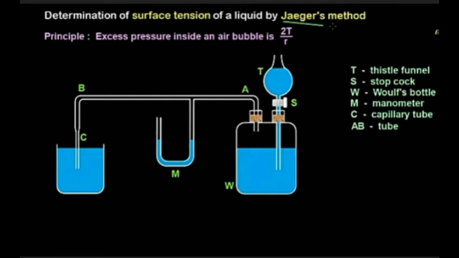Jaeger's method works on the principle that the pressure inside an air bubble in a liquid is greater than the pressure outside it by 2T upon R, where T is the surface tension of the liquid and R is the radius of the bubble. The apparatus mainly consists of a wolf bottle and a glass pipe ABCD, which is fitted to one mouth of the wolf bottle.